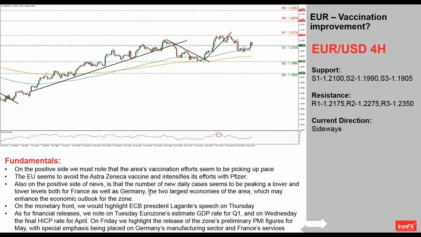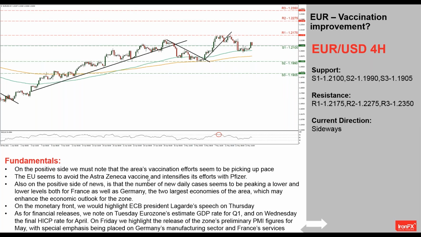As for financial releases, we note on Tuesday Eurozone's estimate GDP rate for Q1, and on Wednesday the final HICP rate for April. On Friday, we highlight the release of the zone's preliminary PMI figures for May, with special emphasis being placed on Germany's manufacturing sector and France's services sector, with Eurozone's composite PMI reading providing a more general view of economic activity in the area as a whole.